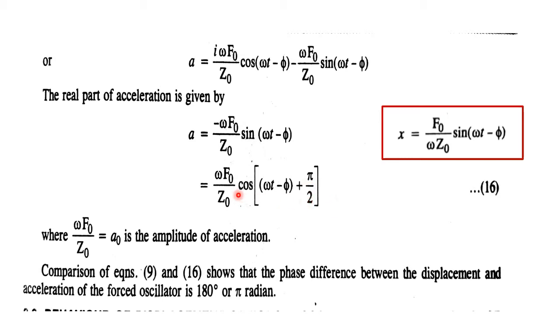You already know that displacement is a function of sine, and the phase difference between sine and cosine is always 90 degree, because sine starts its behavior from the origin, whereas cos starts its behavior with a phase difference of 90 degree. So there is already a phase difference of 90 degree between sine and cosine, and again the 90 degree phase angle is over here. That means addition of both the 90 degree will give you the phase difference of 180 degree between the displacement and the acceleration of the forced oscillator.